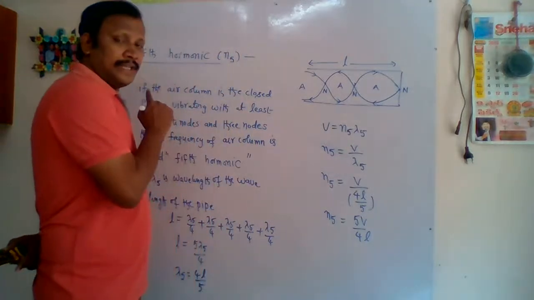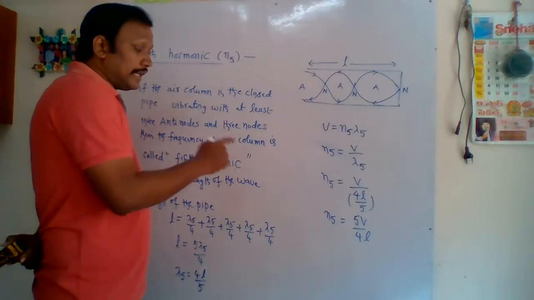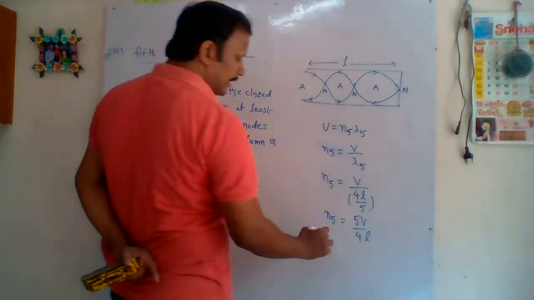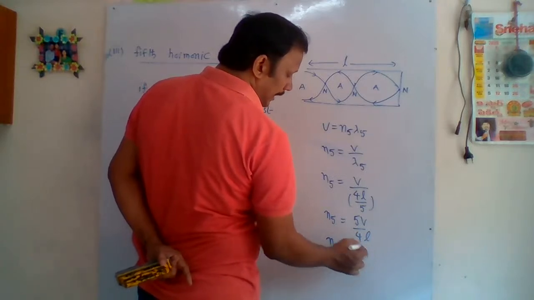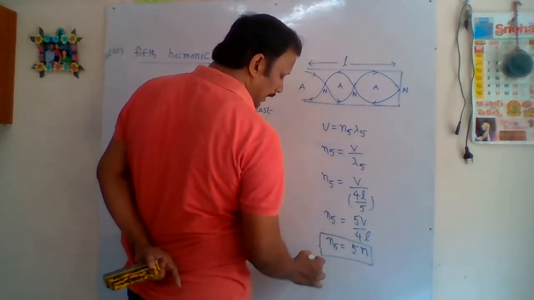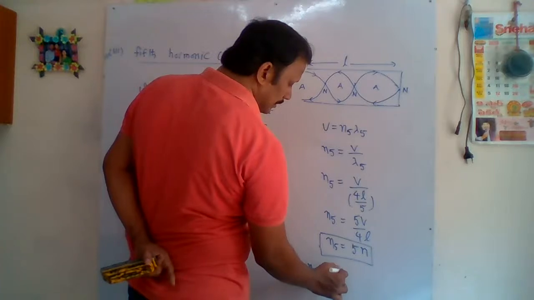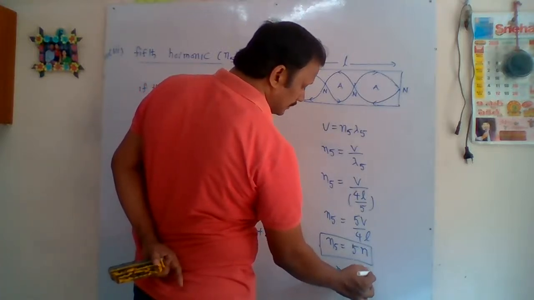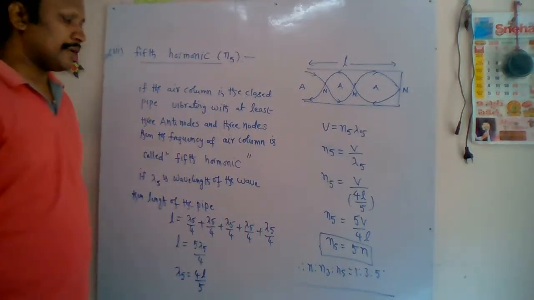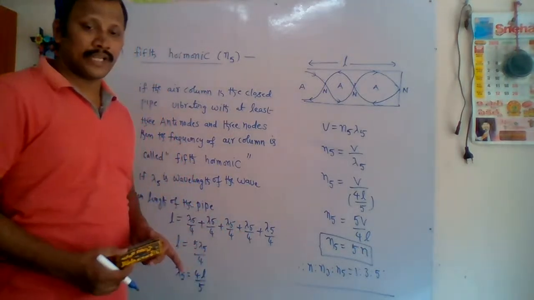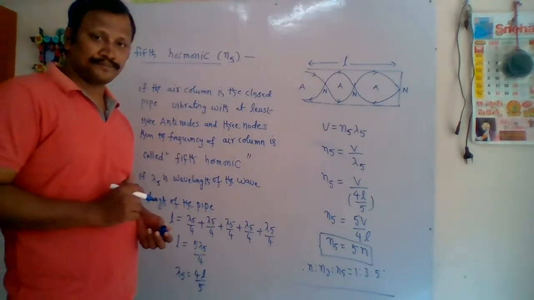గుర్తుపెట్టుకోండి ఆర్డర్. First one, what did we get? n is equal to V by 4L. Second one, n3 is equal to 3V by 4L. Third one, n5 is equal to 5V by 4L. So it can be written as n5 is equal to 5 times V by 4L, which is nothing but n. Therefore n5 is equal to 5n. So n, n3, n5 is equal to 1, 3, 5, and so on. The ratio of frequencies in case of a closed pipe is 1 : 3 : 5, and so on.